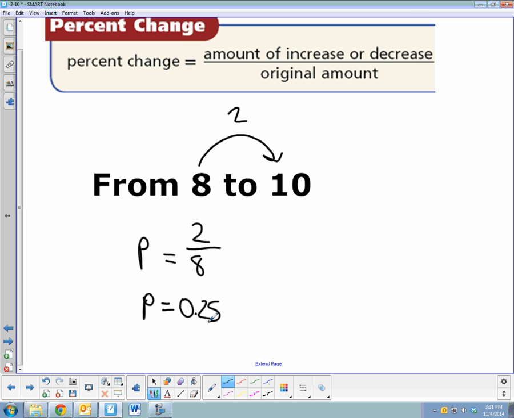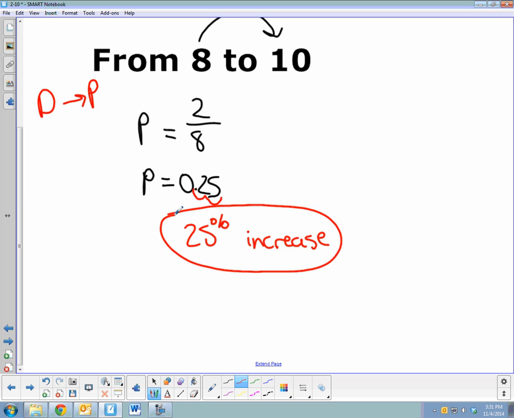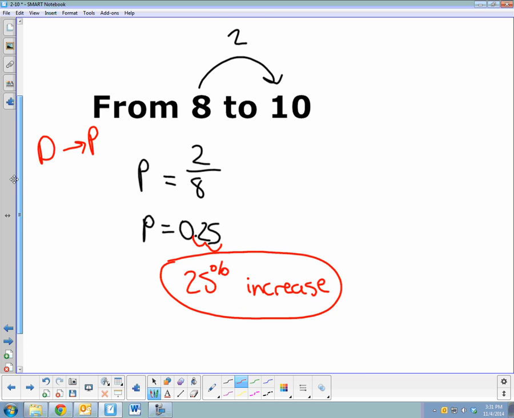Remember, that's not a percent. That's a decimal. So to change a decimal to a percent, remember, if you think about the alphabet, from D to P, we're going to the right. That's a 25% what? Well, it went up. So from 8 to 10, I had a 25% increase. So what's the percent increase or decrease from 8 to 10? It's a 25% increase. Now be careful.